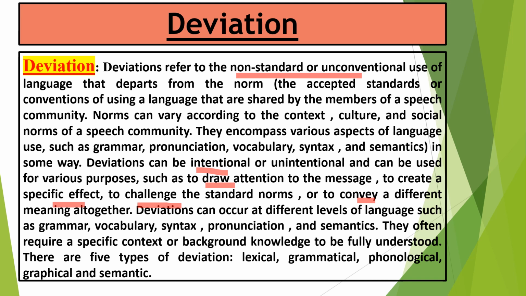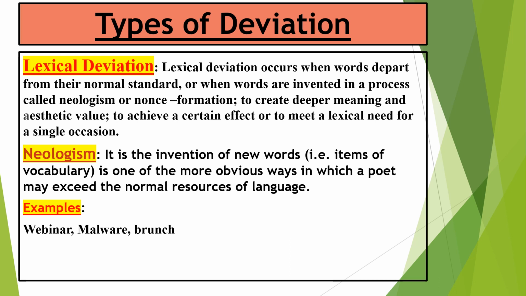They often require a specific context and background knowledge. This is important. If we do not have background knowledge, then it would be tough for the reader to understand. That is why if we are reading any novel, and in the novel we have any deviation, then we get to know what the author wants us to conceive or perceive from the text. There are five types of deviation: lexical, grammatical, phonological, graphological, and semantic.